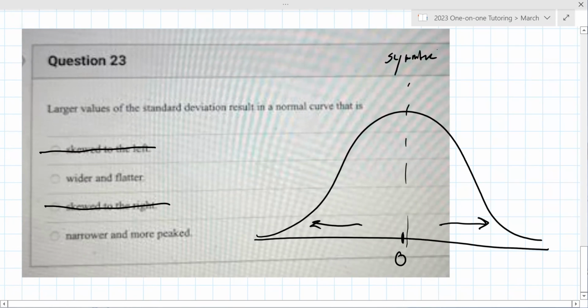Right, so the question is, does it get wider and flatter or narrower and more peaked? Larger is going to get it to be wider. If it said smaller, that would be narrower. So that's why wider and flatter is the correct answer. Okay. Got it.